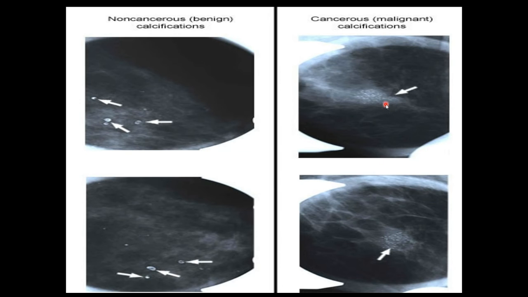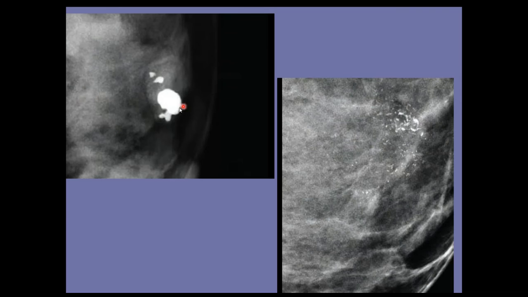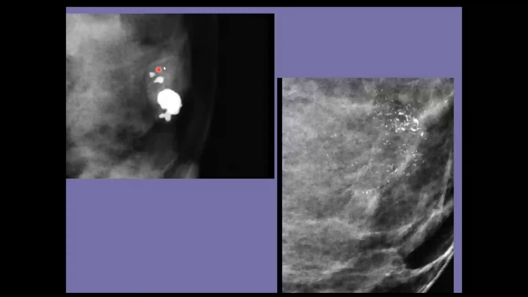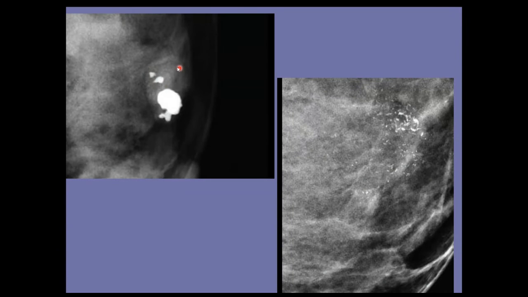You can clearly visualize there are very small, tiny specks of calcium. These are called microcalcifications. These are called macrocalcifications. Again, this is macrocalcification, and you can clearly visualize this popcorn-like appearance. Okay, this is indicative of fibroadenoma. You can see there is a radiopaque mass with a large calcification. Small calcifications are also present.